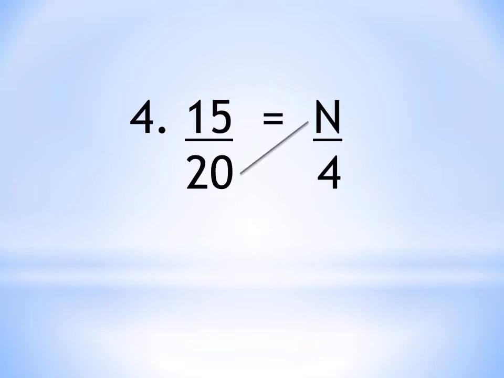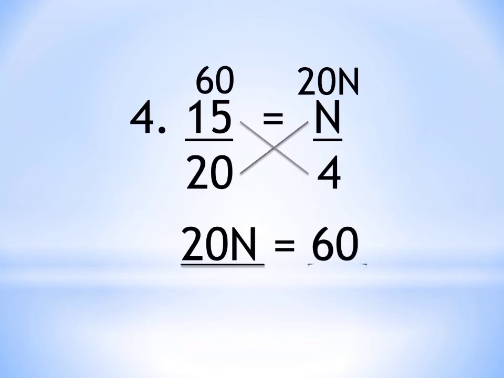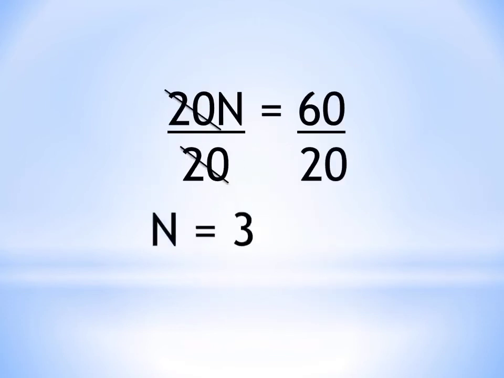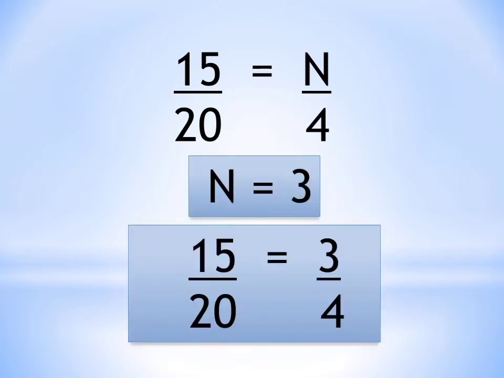So for number 4, get the cross product. 20 times n is 20n, and 15 times 4 is 60. Equate the two products, and then divide both terms by 20. n equals 3. So based from the given, we have 15 over 20 equals 3 over 4 as our direct proportion.